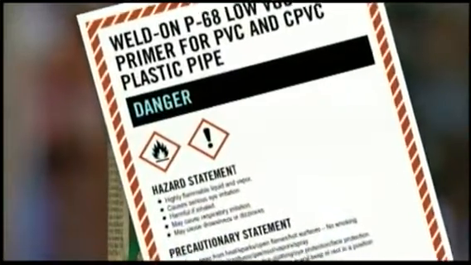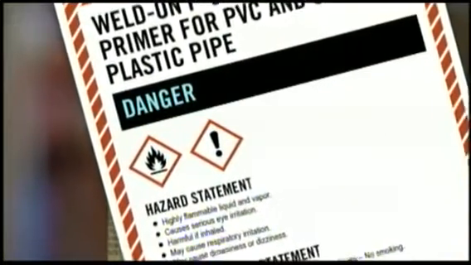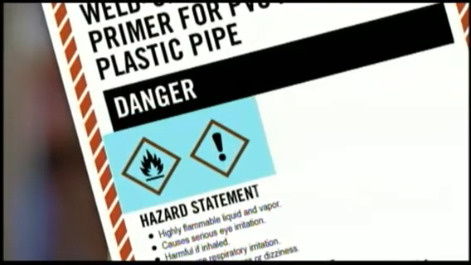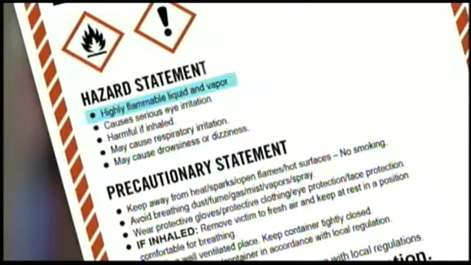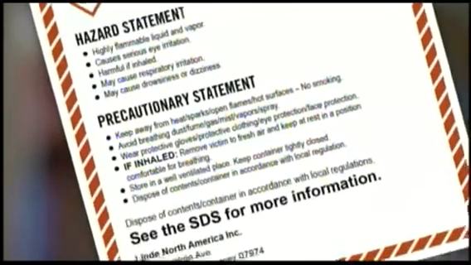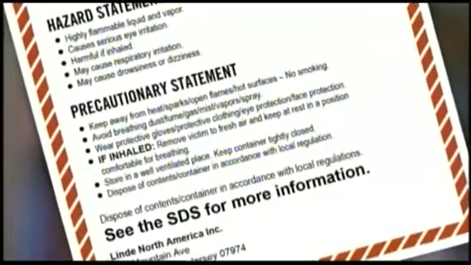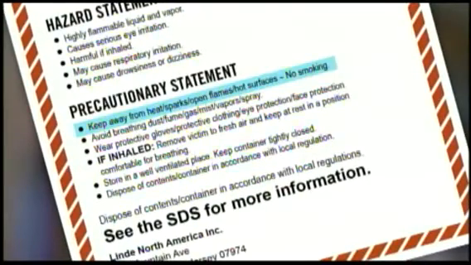The signal word is danger. You'll see two pictograms that indicate there are flame and exclamation mark type hazards. The hazard statement tells you that it's a highly flammable liquid and vapor. It can cause eye irritation, be harmful if inhaled, cause respiratory irritation, and result in drowsiness or dizziness. The precautionary statement tells you how to protect yourself, such as keep the primer away from ignition sources and avoid breathing dust, fumes, gas, mist, vapor, and spray.